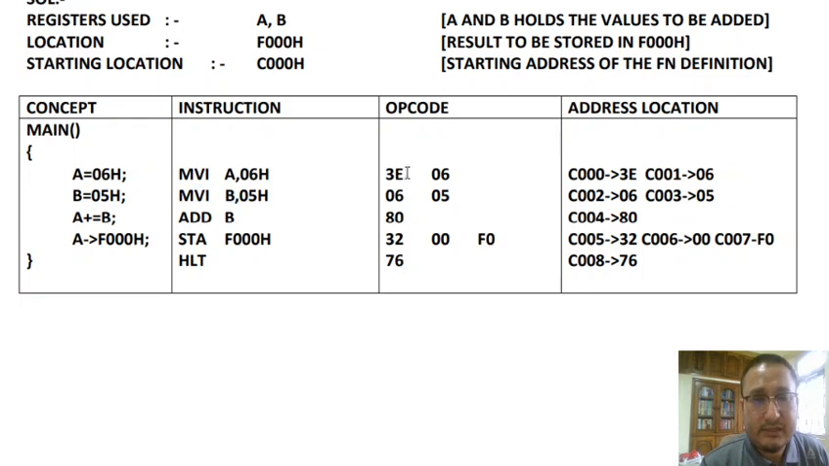Now likewise, 3E is the opcode for MVI A. Likewise, 06 is the opcode for MVI B. Likewise, 80 is the opcode for ADD B.